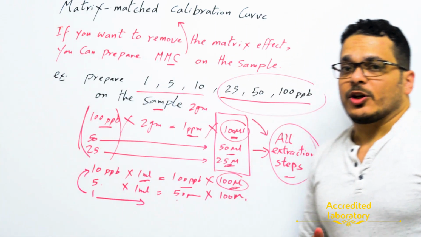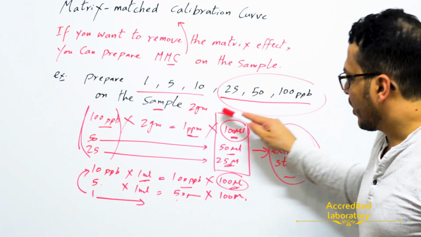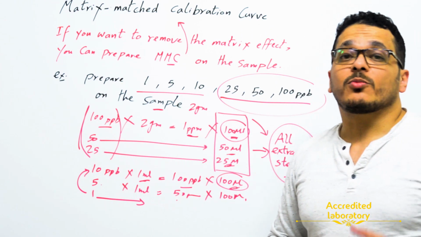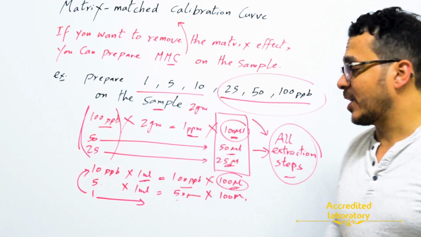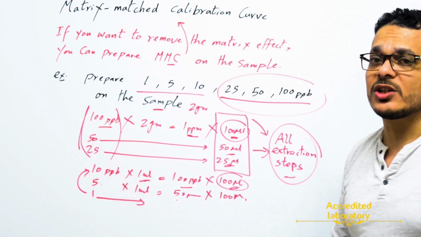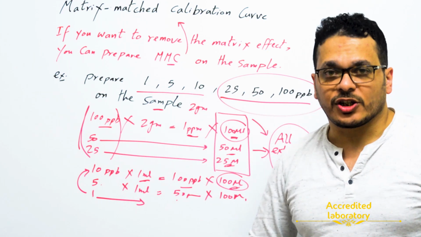So you can prepare all of your standards on the sample itself. You will prepare higher concentrations on the sample from the beginning of your extraction steps, so they will go through all extraction steps, and then you will prepare lower concentrations from these standards. This is the matrix matched calibration curve.